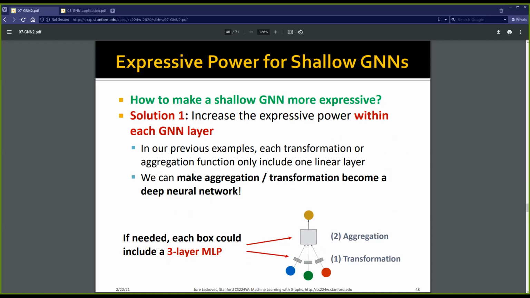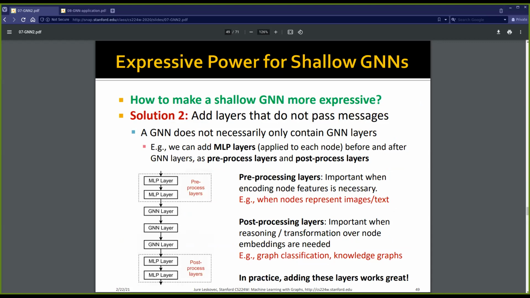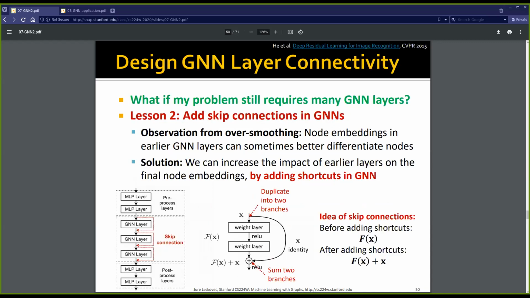Also, we can use more expressive GNN layers. For example, instead of using just linear transformations, we can use MLPs in the transformation and aggregation stages. We could also combine GNNs with non-GNN layers, like MLP layers for pre-processing and post-processing. We can add skip connections, which are also fairly well known from, for example, computer vision.